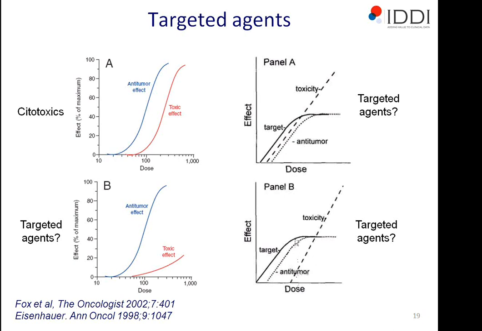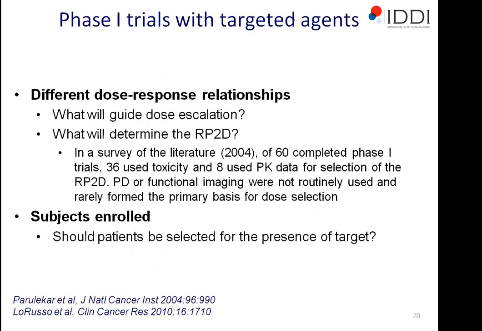Whereas in the bottom panel, we see a more favorable situation in the sense that at a time when the target is close to saturation or anti-tumor effect is close to the shoulder, there is relatively little toxicity. So all these scenarios are possibilities, and phase 1 trials will help in understanding which is the case for particular agents or combinations.